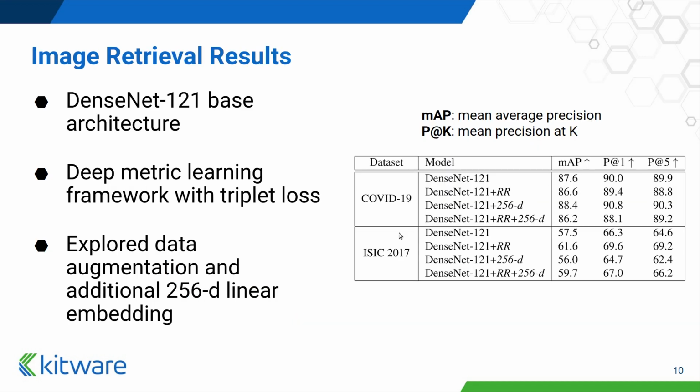Our image retrieval results are shown here. We report the standard metrics of mean average precision and precision at K. We use a DenseNet 121 architecture, which is trained with deep metric learning and a triplet loss. We emphasize that our goal was not to obtain state-of-the-art performance, but instead to create a set of baseline models with which we could compute and evaluate saliency.